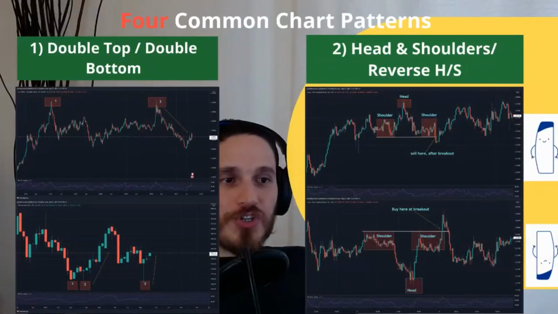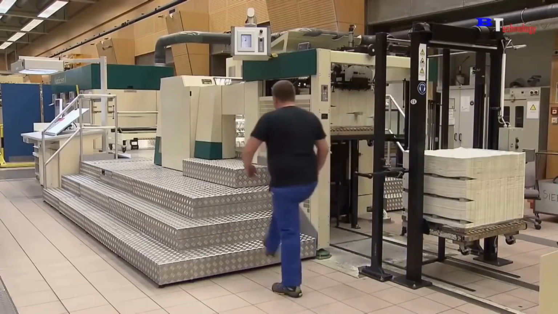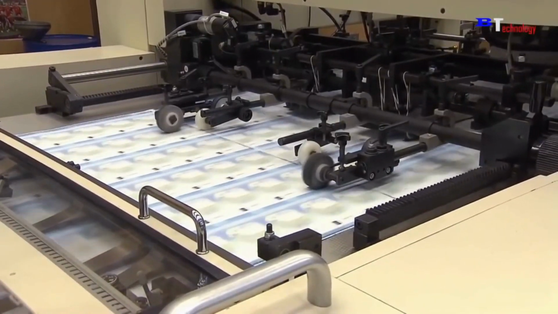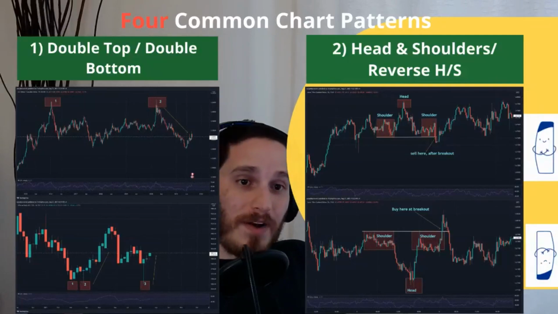So the 4 common chart patterns. These are really important. These are money makers. I'm telling you from now, these are the money making machines. If you catch one, take it. So we're going to start with the first one, double top and double bottom.